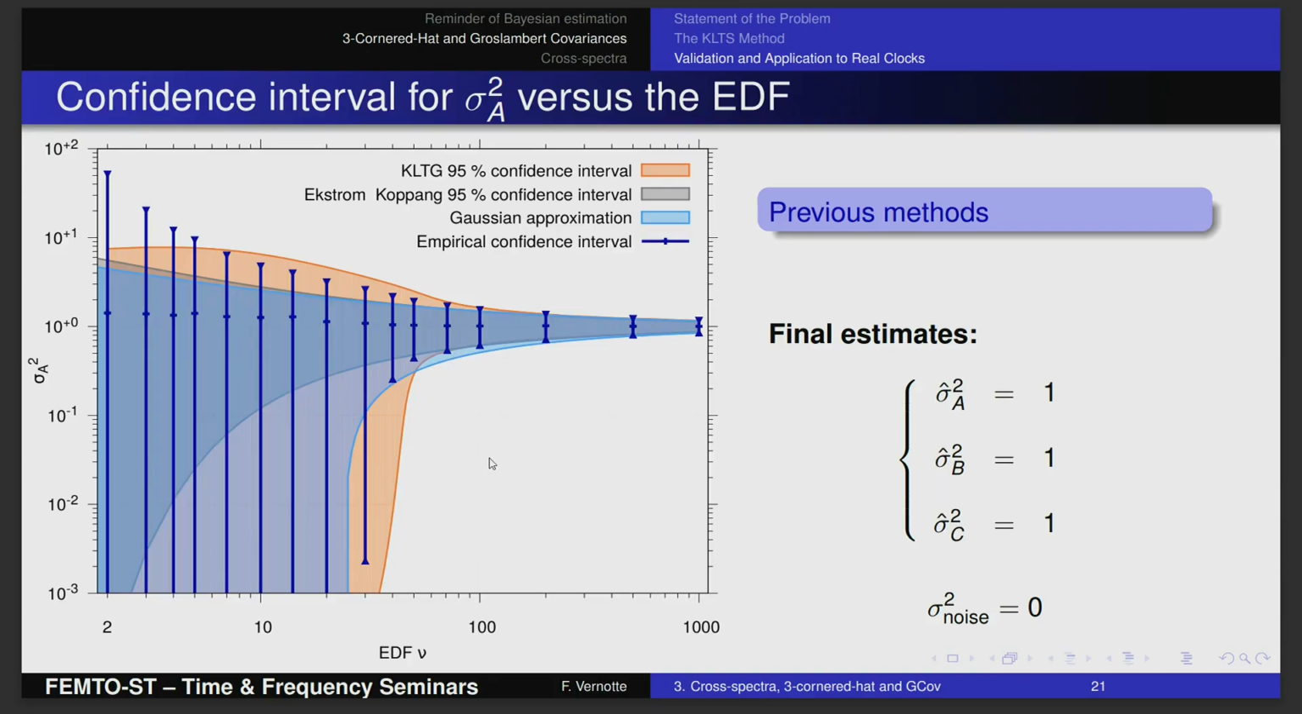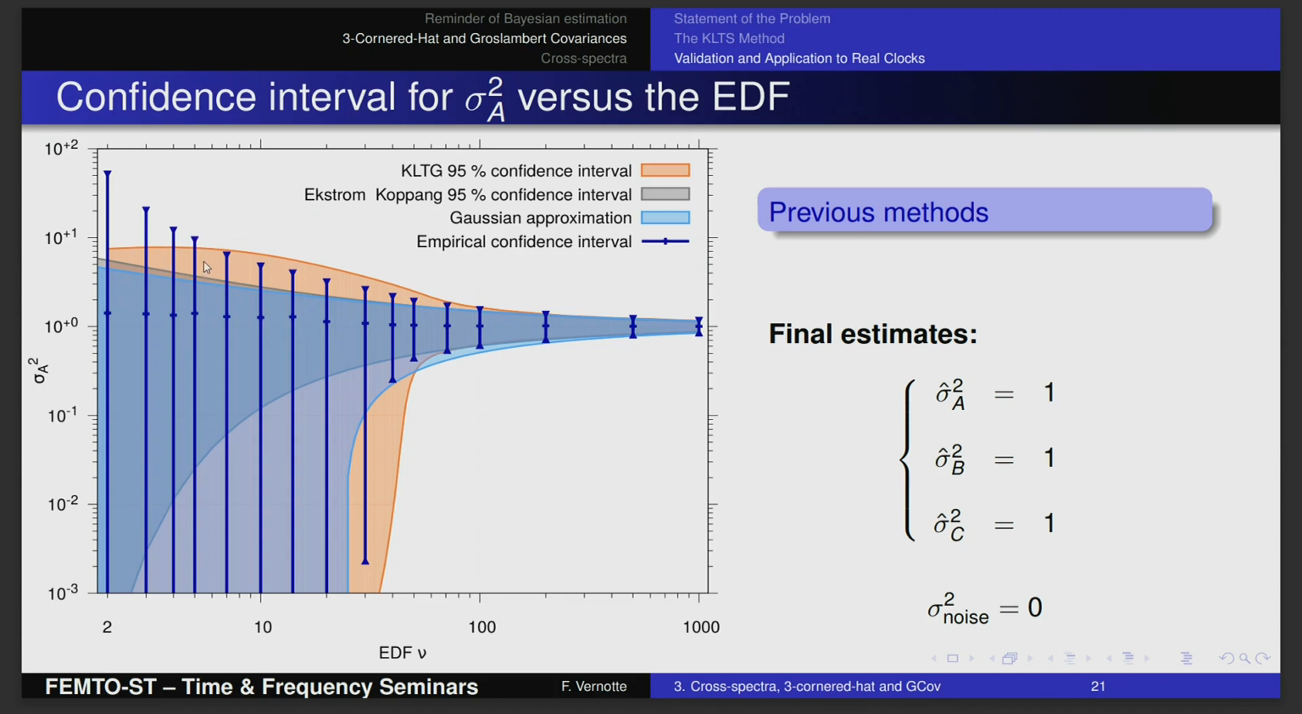So now it's possible to make empirical confidence intervals if I make some tests. This graph shows you the possibilities to compute uncertainties of three-corner hat. The first one is a Gaussian approximation. You can consider that you have something which is Gaussian. It's relatively correct if you have a number of degrees of freedom which is relatively high, for instance 100 here, or more than 100. There is another method which was given by Ekstrom and Kopang, and there is a method on which we worked before the KLTS method, which was a method with approximations, which was called KLTG, G for Gaussian. We have an approximation of Gaussian, which is not true, of course.